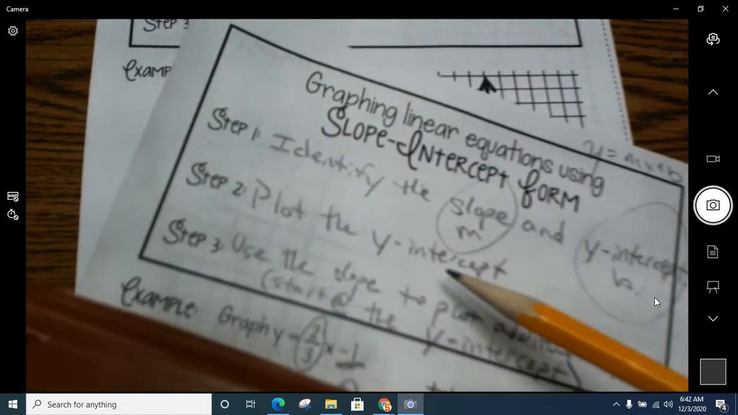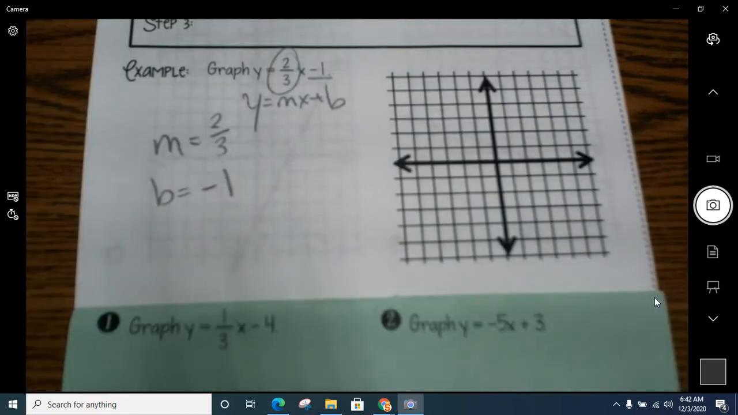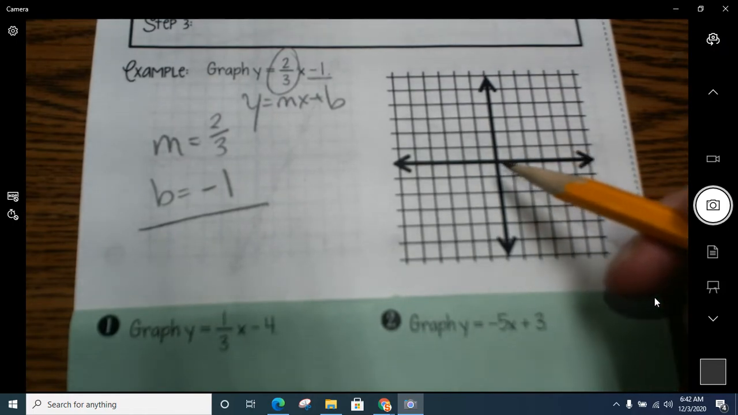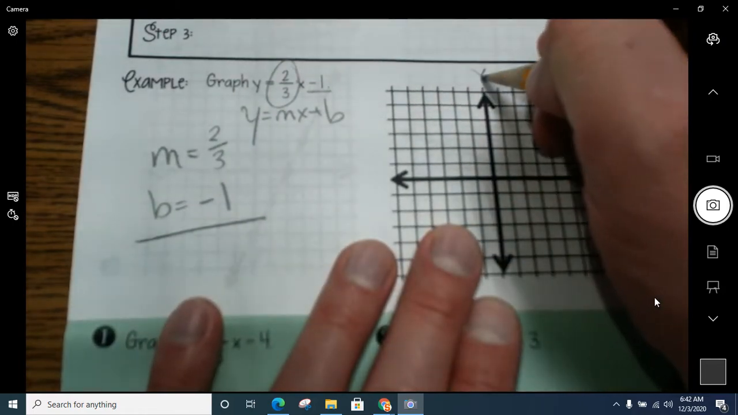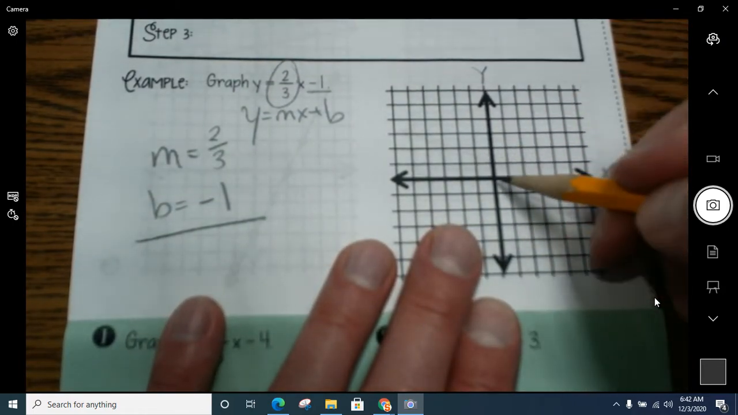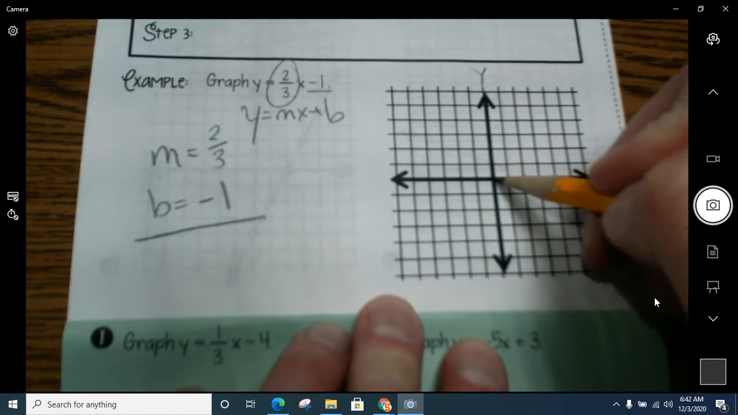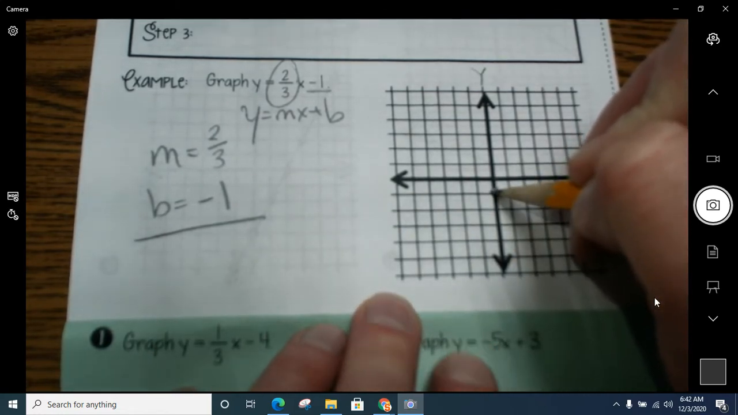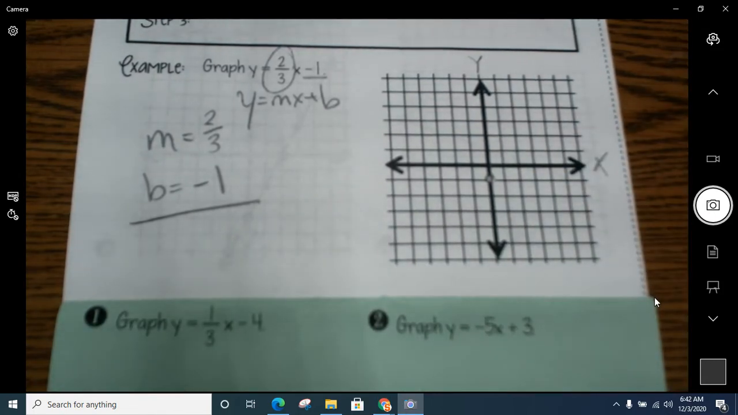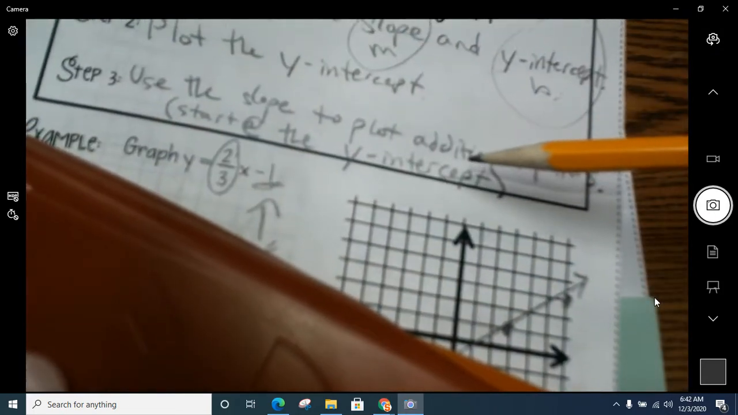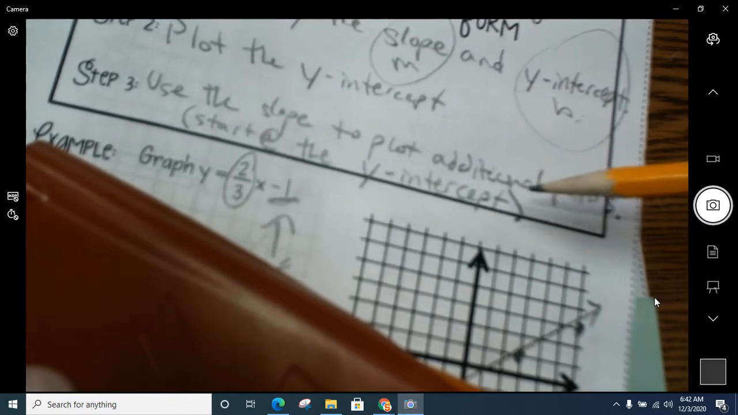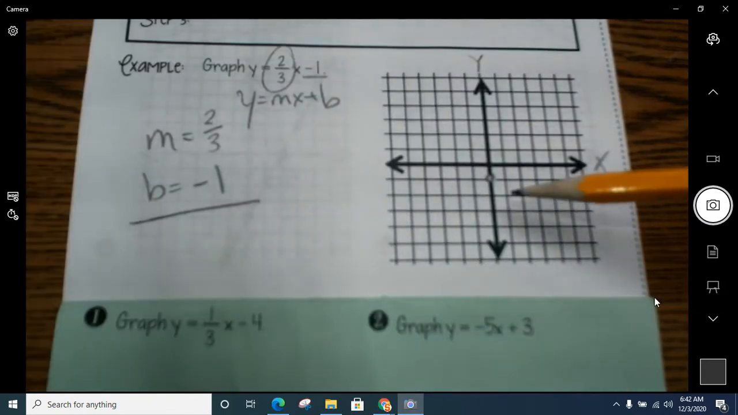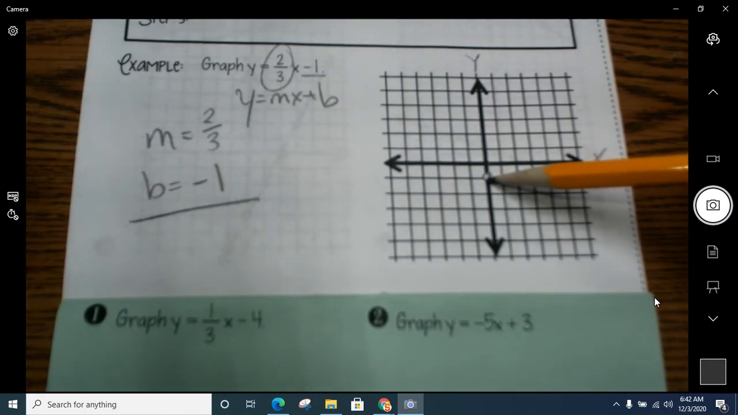Now we're going to jump on down to step two. Step two tells us we need to plot the y-intercept. So let's take our y-intercept here, -1. We're going to start at the origin. Here's our y-axis and our x-axis. Start at the origin and go down 1. There we go. There's our first point. So now we've completed step two. Now we're going to go to our last step here: use the slope to plot additional points, and make sure you start at the y-intercept. So that point we just made, that's where we're going to start.